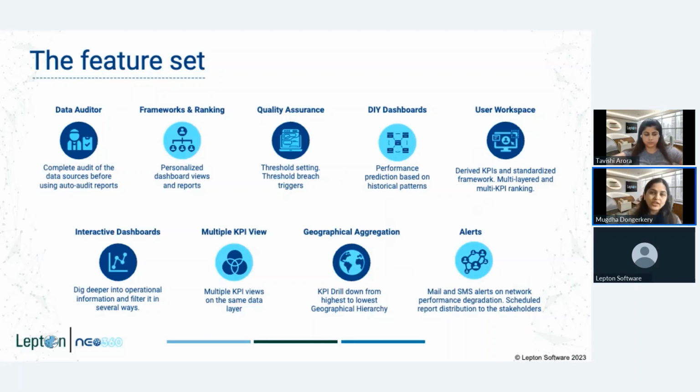We can do a geographical aggregation, for example, from a sector layer. If any KPI is available on sector layer, we can aggregate it till the state level or the national level. And same is the case, we can do the drill down as well. And as I mentioned, we can integrate with any of your systems, like mail servers, SMS servers, or WhatsApp for sending you the alerts.